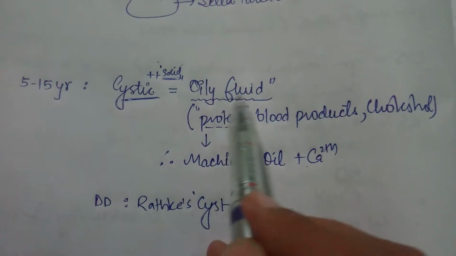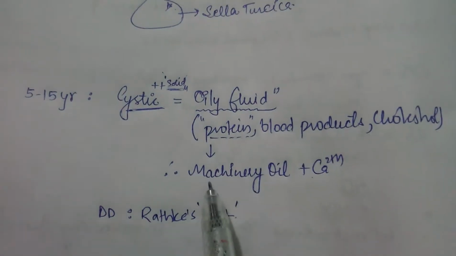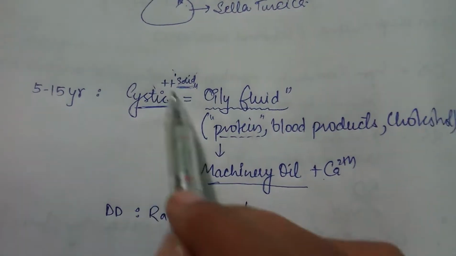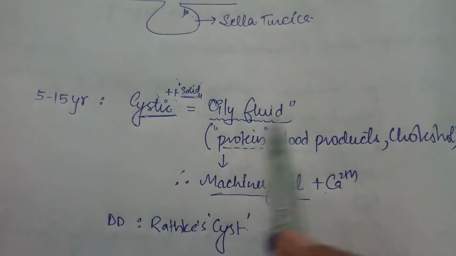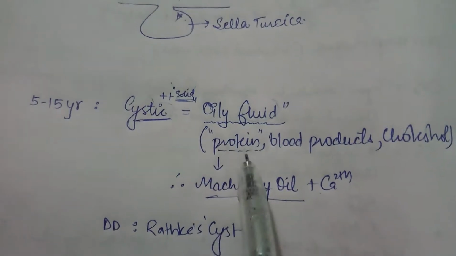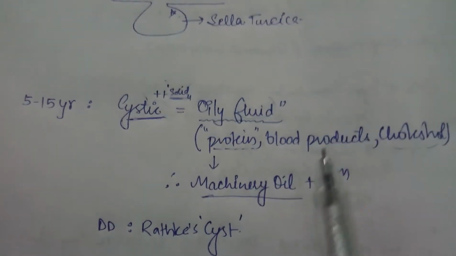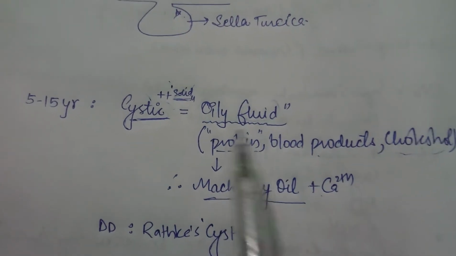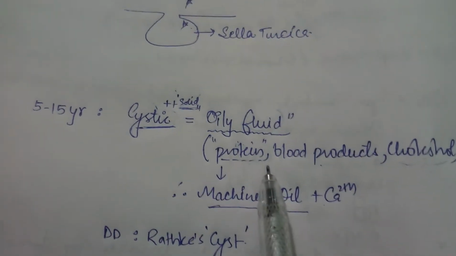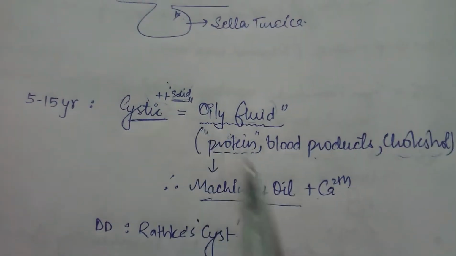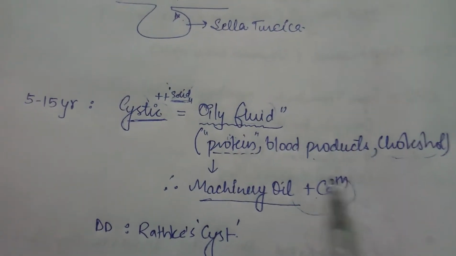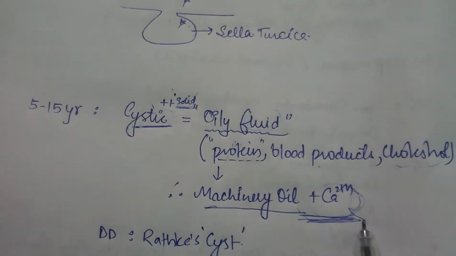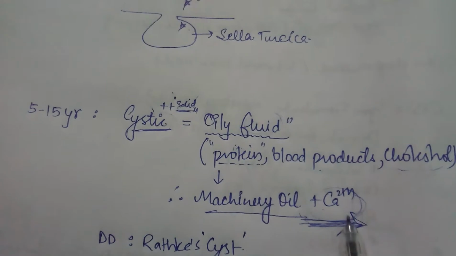It is called machinery oil because when we see the content of that cystic cavity, it contains some oily fluid which has protein, blood components and cholesterol. So that's why it is called machinery oil, because of its oil-like consistency. And one thing is very important here, that we see calcification even there. That is important to differentiate it from other conditions.